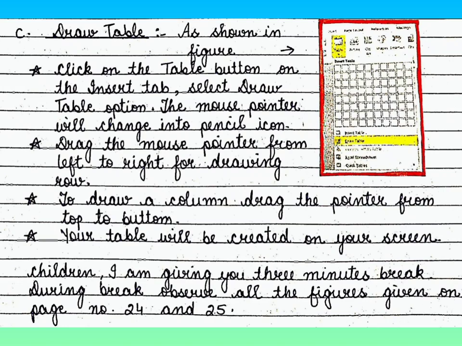Number 3. Draw table. As shown in figure, click on the table button on the Insert tab. Select Draw Table option. The mouse pointer will change into pencil icon. Drag the mouse pointer from left to right for drawing row. To draw a column, drag the pointer from top to bottom. Your table will be created on your screen.